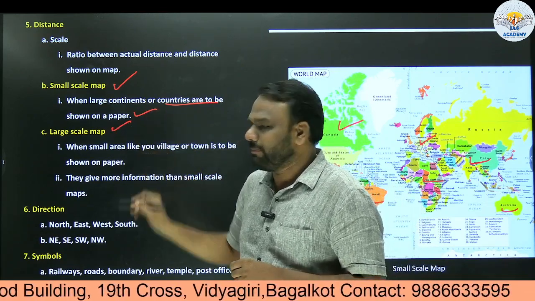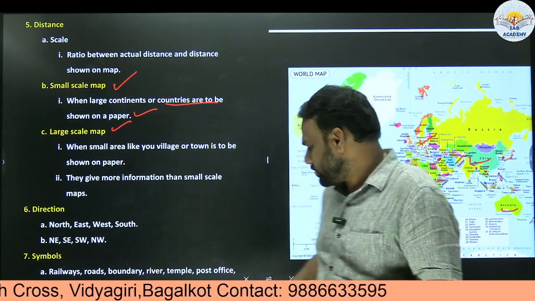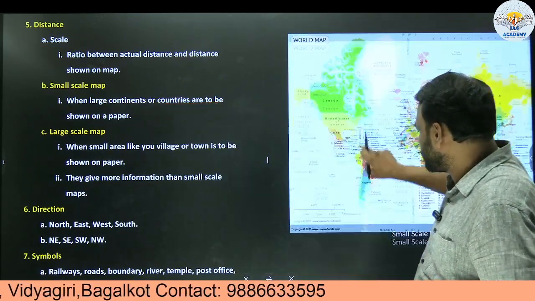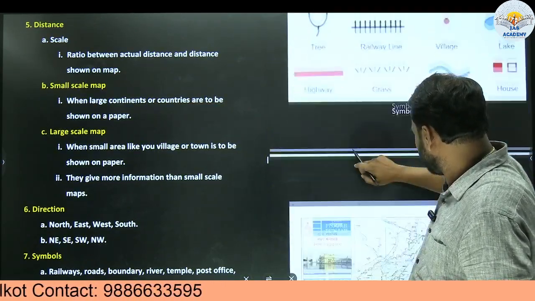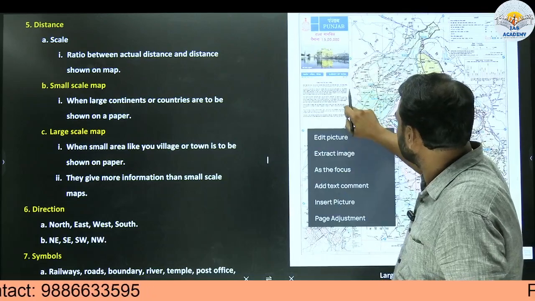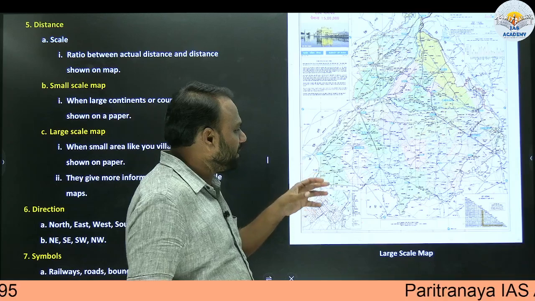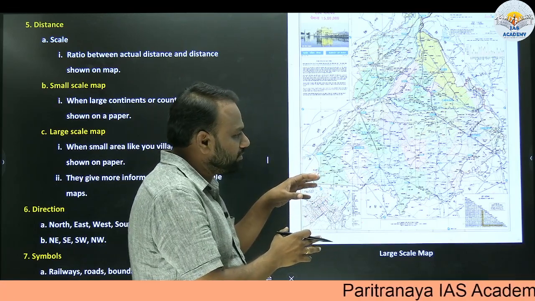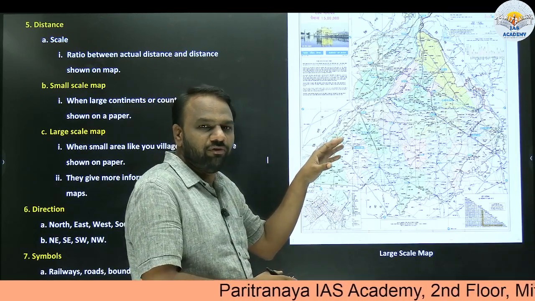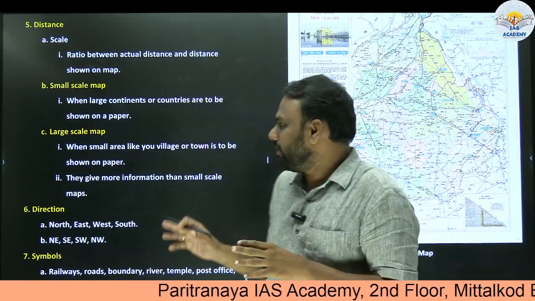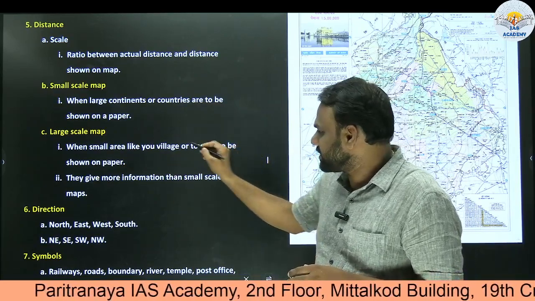Next, an example of a large scale map. Here a small area has been taken, so much more details have been provided. This is an example of a large scale map: the particular state of Punjab. Within Punjab, more details have been provided with respect to the state. So this is an example of a large scale map, when a small area like your village, or in this case your state or town, is shown on paper.